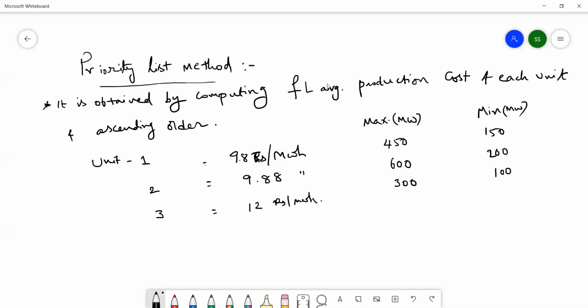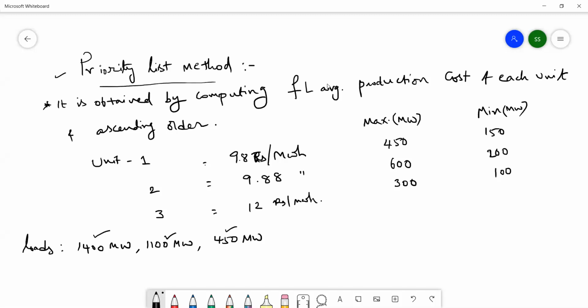Now how are we going to form the priority list for various loads? Let us think about the priority list for the loads. What are the loads? Here I will give the loads: 1400 megawatts, 1100 megawatts and 450 megawatts. These are the loads. Now, by using this priority list method, we need to maintain the unit commitment, deciding by which loads we can operate, which generating units we can operate for which loads.